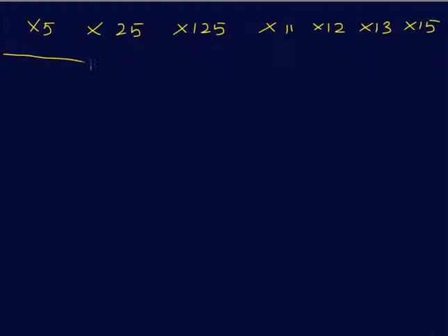So the special cases are multiplying by 5, multiplying by 25, multiplying by 125, and then multiplying by 11, multiplying by 12, multiplying by 13, and multiplying by 15. So these are the special cases that we are going to do now. Okay, so now without further ado, let's move into the topic. So let's say that first is multiplication by 5.